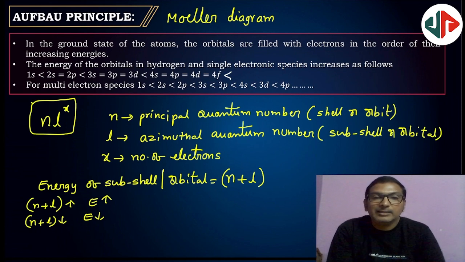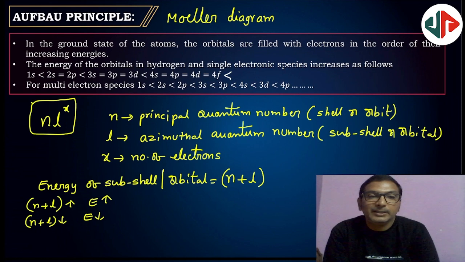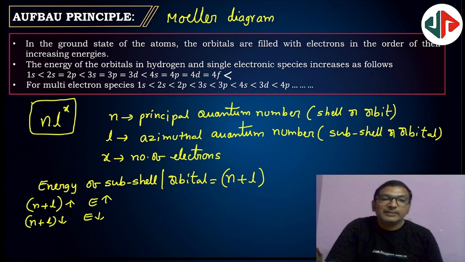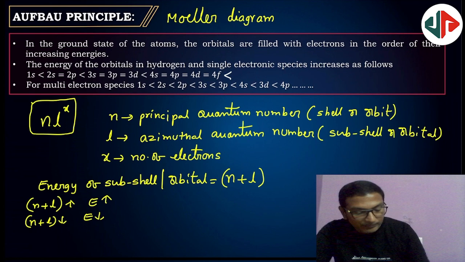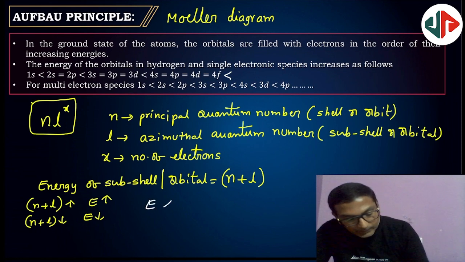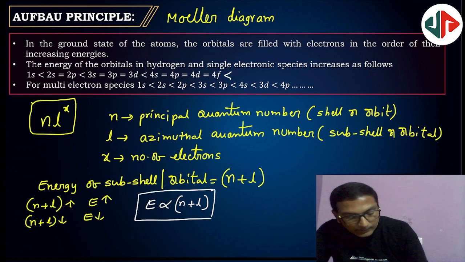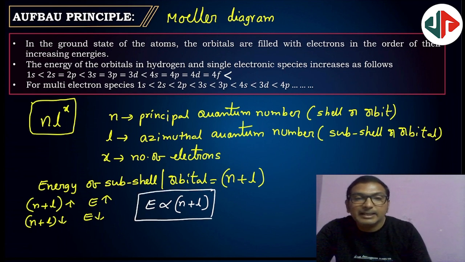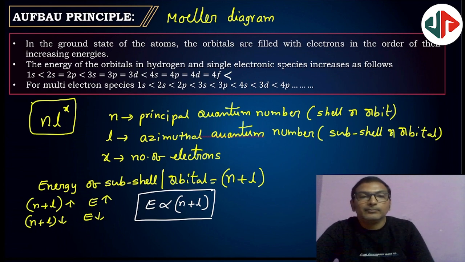So how to calculate energy means n plus L value. If n plus L value increases, energy increases. So n plus L value decreases, energy decreases. That means energy directly proportional to n plus L value. If two subshells are having same n plus L value, then electron first enters into that subshell which has lower n value. Yeah, these points are important. So Aufbau principle related to energy of subshell.